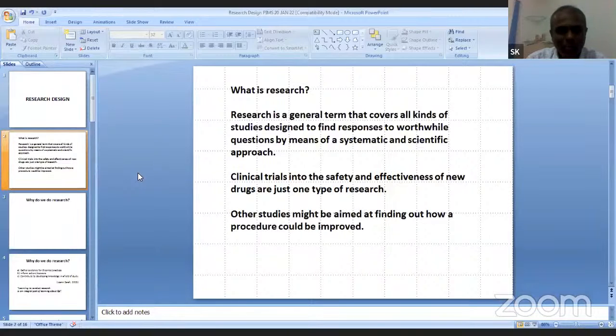So I have put them in order, like the first paragraph there answering the question, what is research? That is like the mundane or most of the work that we do. You know, we want to find a response. We want to do an experiment. We're working in the lab. Of course, we want to be systematic and scientific.